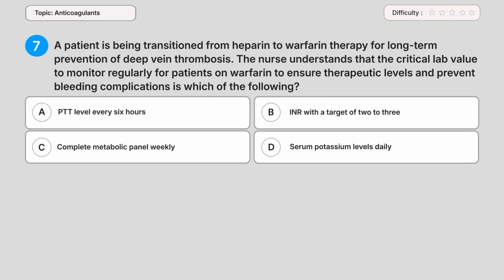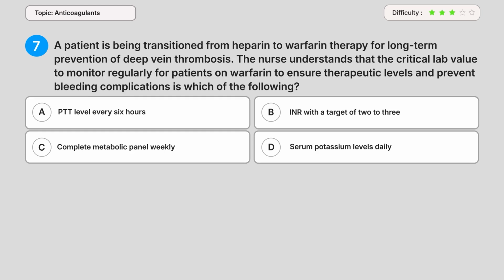7. A patient is being transitioned from heparin to warfarin therapy for long-term prevention of deep vein thrombosis. The nurse understands that the critical lab value to monitor regularly for patients on warfarin to ensure therapeutic levels and prevent bleeding complications is which of the following?